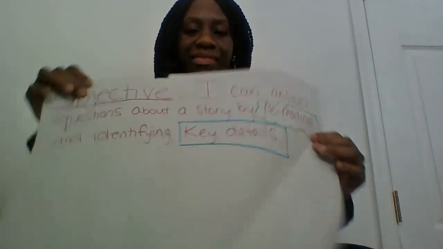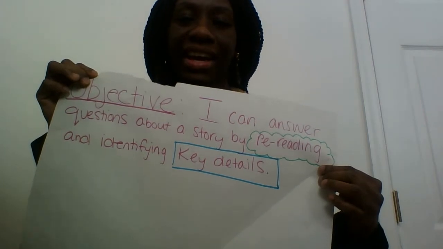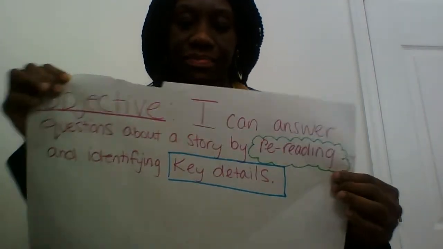Hi scholars! Today we're going to work on this objective. I can answer questions about a story by rereading and identifying key details. So we're going to work on two different skills today. The first skill is rereading. Second skill is identifying key details.